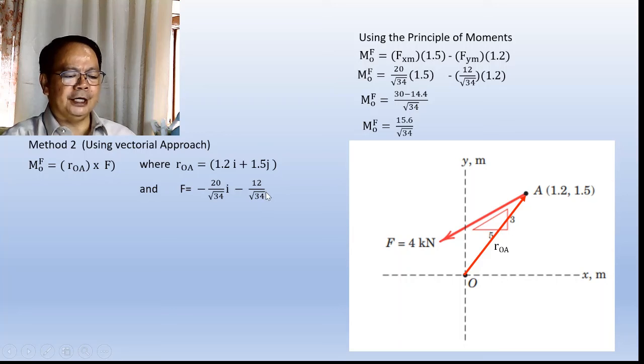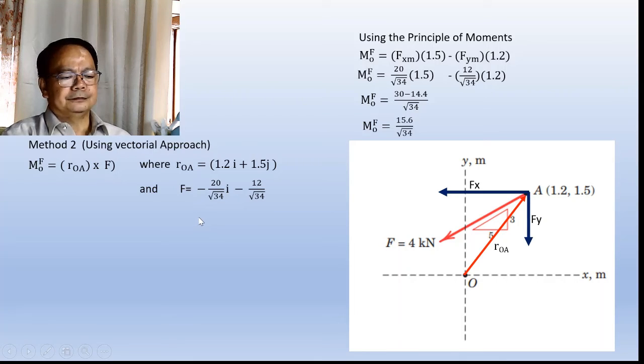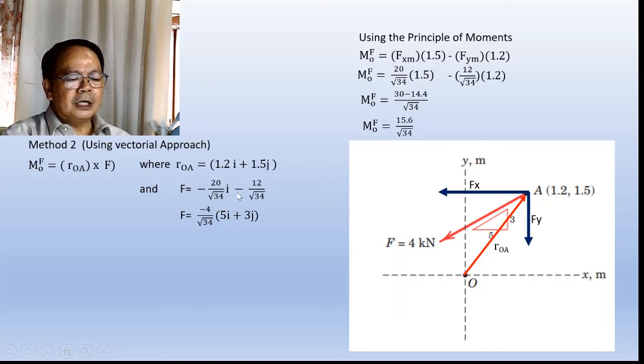There must be j here. There must be j. Okay? And so, the moment, therefore, becomes equal to, or the force becomes equal to, getting the least common denominator or the common factor, that is negative 4 over the square root of 34. I will have here 5 plus 3j.